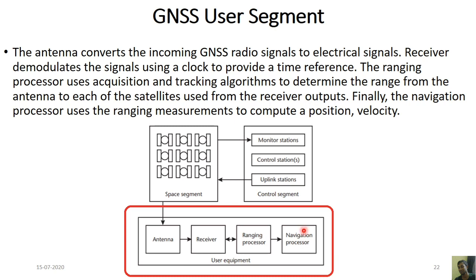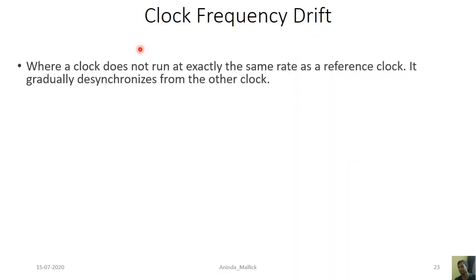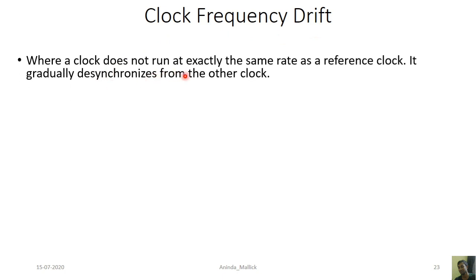The error due to clock is also compensated by this navigation processor. We will see what the clock error is next. So next one is the clock frequency drift. If you have a clock and you have synchronized it with respect to a reference clock, then also it will gradually desynchronize with respect to the reference clock as time elapses.